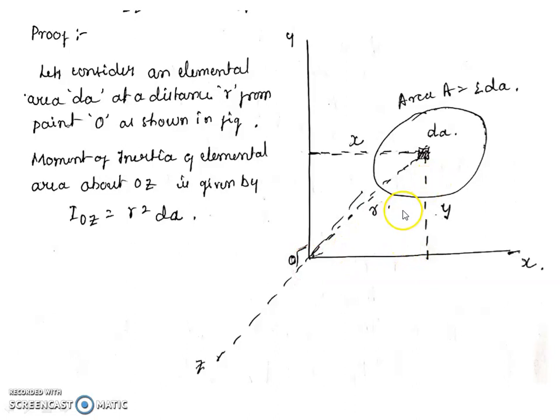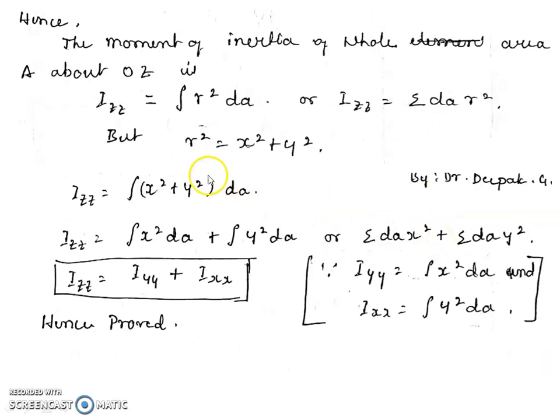Applying Pythagoras theorem, the hypotenuse squared is equal to the adjacent side squared plus the opposite side squared. That is given by r square is equal to x square plus y square. I will substitute r square with x square plus y square. Then the equation becomes Izz is equal to the integral of x square plus y square over the small elemental area dA. Now Izz is equal to the integral of x square dA plus the integral of y square dA.